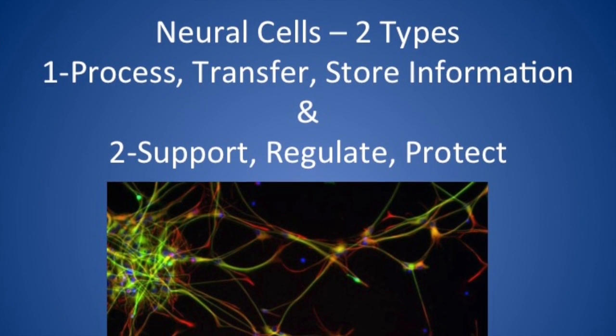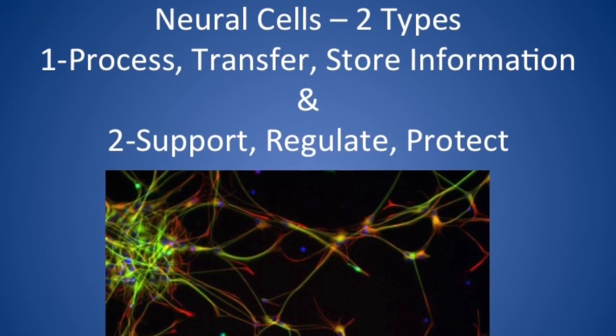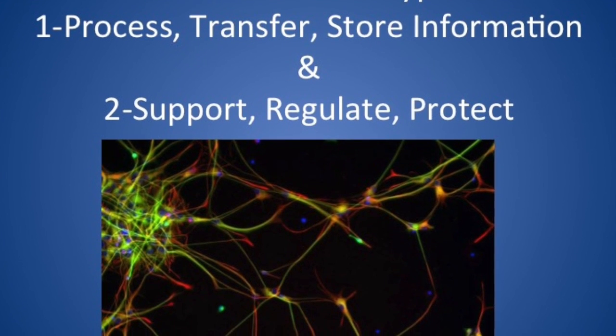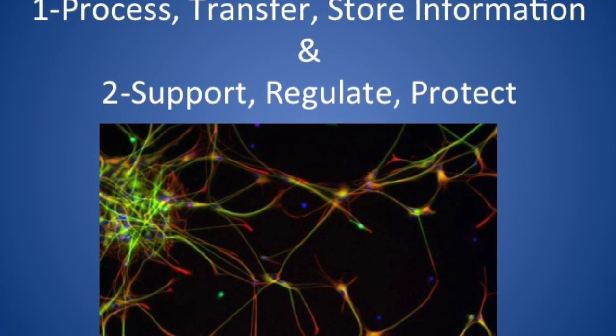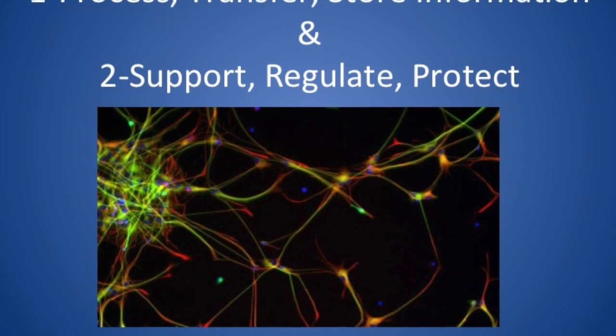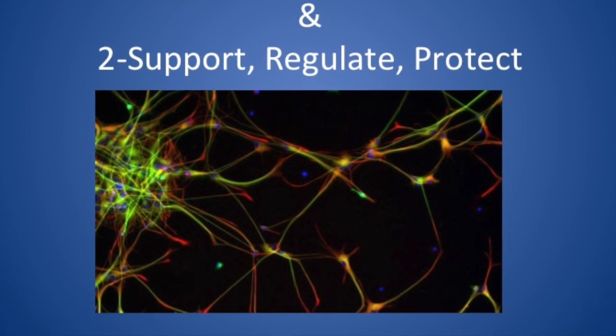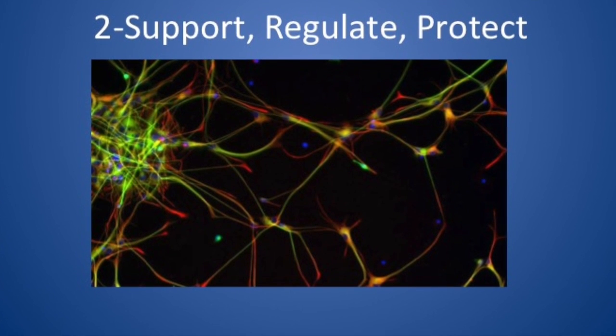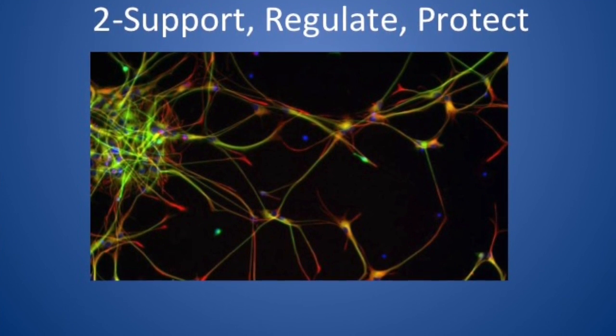Messages carried by the nervous system are electrical signals called impulses, which are transmitted by neural cells. There are two types of neural cells: sensory, motor, and interneuron cells, as discussed in the previous slide, for processing, transfer, and storage of information, and neuroglia cells for support, regulation, and protection of neurons.